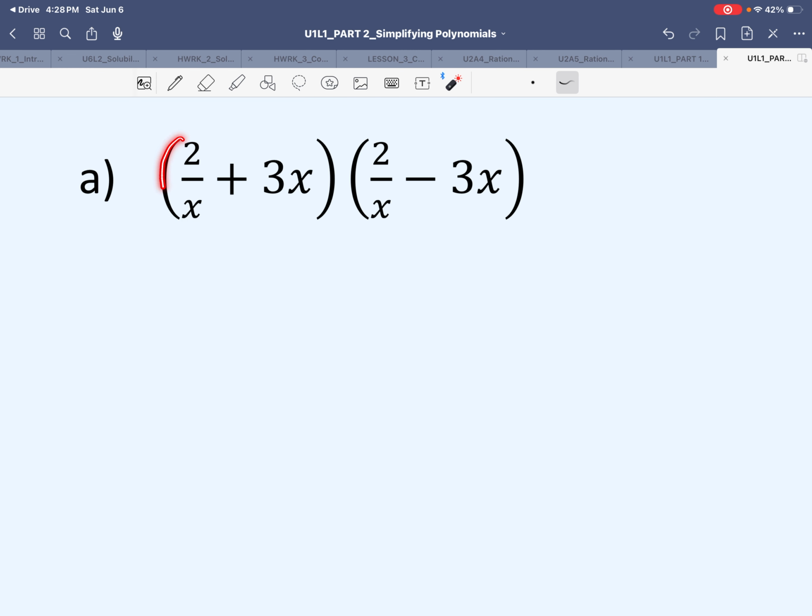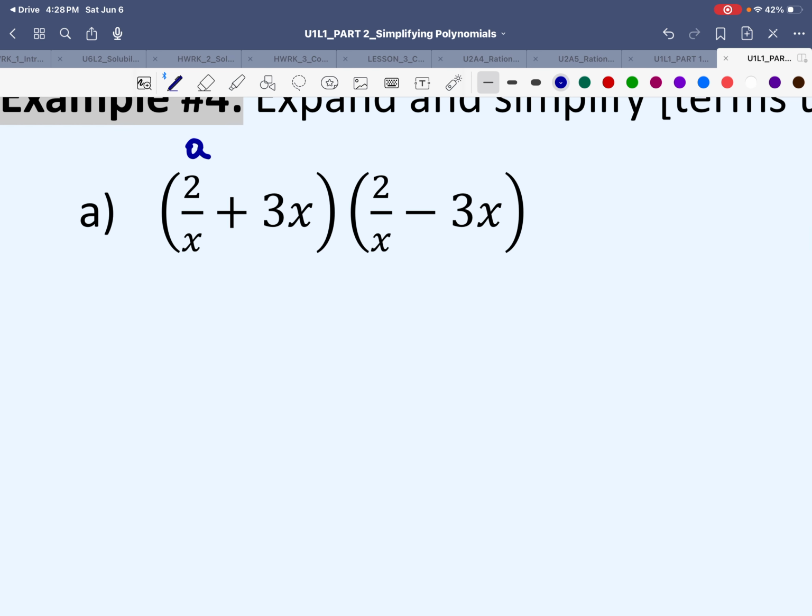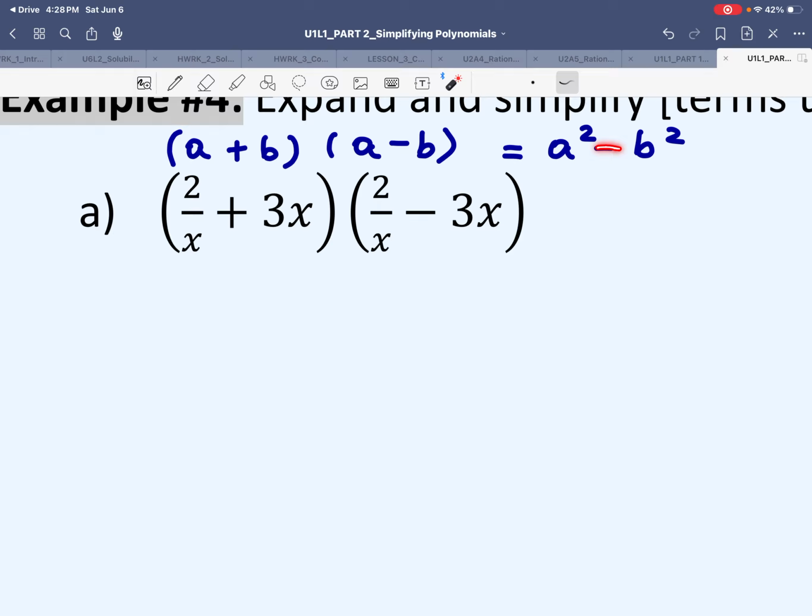Now, I don't know if you notice right away, but I invite you to take a look at this expression in general, look for patterns. So you see that you have 2 over x in here, 2 over x in here, 3x, 3x, and the signs are different. And this probably reminds you of this special formula, a plus b, a minus b, the special product, which we call difference of squares because the answer is actually the difference of 2 squared terms. So if you recognize the formula, the expansion will be quite easy.